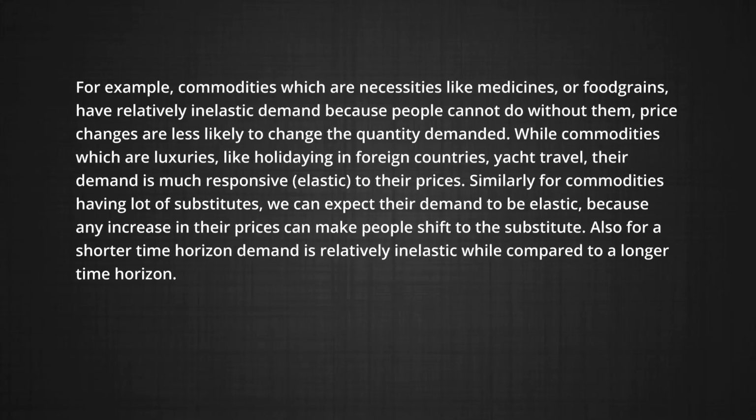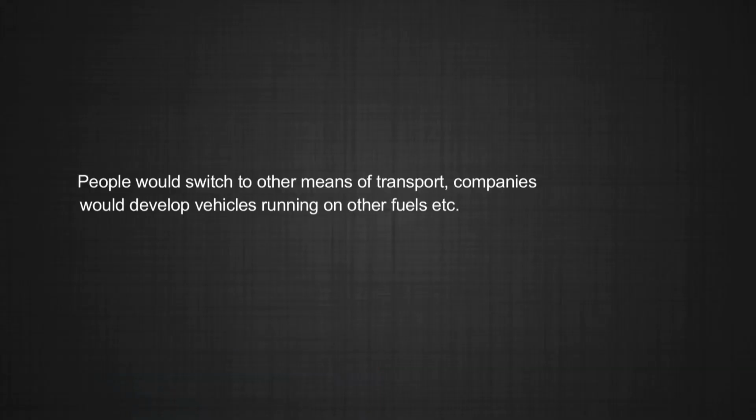This is simply because over a longer time period, people can find alternative commodities or simply learn to do without a commodity. So, if petrol prices become very high, one would expect that over a long time period, the decline in quantity demanded would be much larger than in the short run. Why? Over the long run, people could switch to other means of transport and companies could develop vehicles running on other fuels.